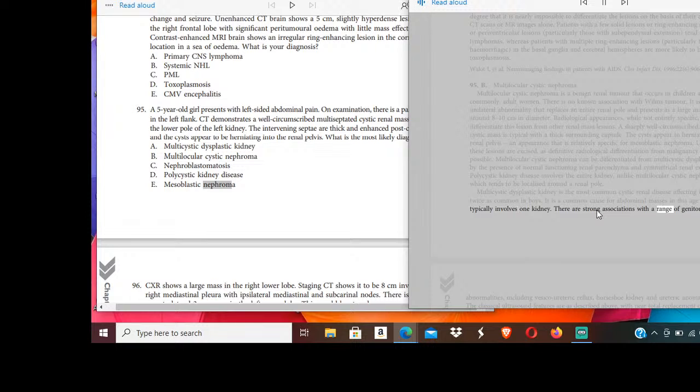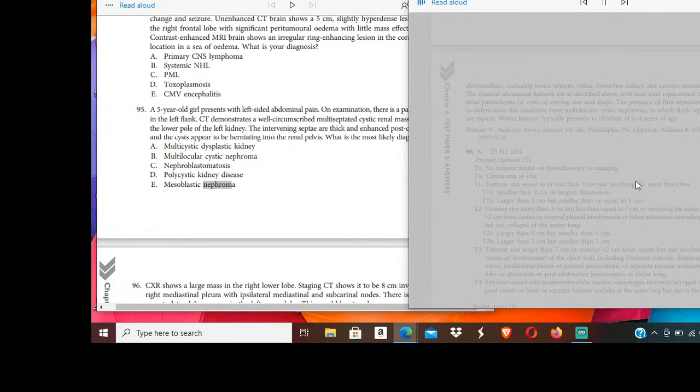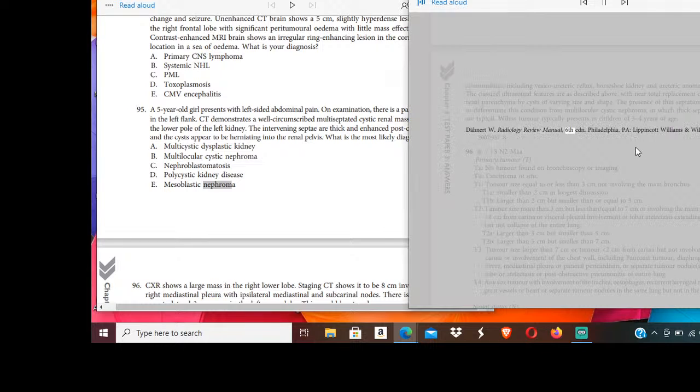There are strong associations with a range of genitourinary abnormalities, including vesicoureteric reflux, horseshoe kidney, and ureteric anomalies. The classical ultrasound features are as described above, with near-total replacement of the normal renal parenchyma by cysts of varying size and shape. The presence of thin septations can help to differentiate this condition from multilocular cystic nephroma, in which thick septations are typical. Wilms tumor typically presents in children of 3-4 years of age. Dähnert W., Radiology Review Manual, 6th ed. Philadelphia, PA, Lippincott Williams and Wilkins, 2007:937-8.